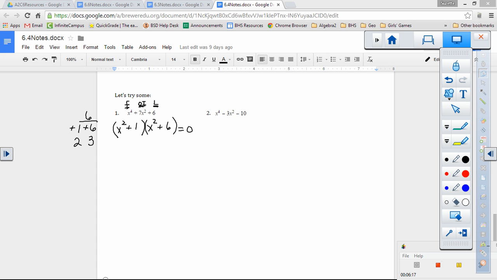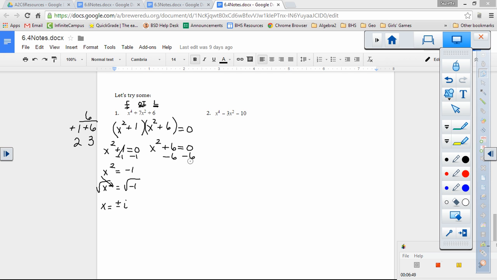Very nicely done. Then we're going to take each set of parentheses and set them equal to 0. X squared plus 1 equals 0. X squared plus 6 equals 0. And from this point on, it's solving. So we're going to subtract 1, isolate the variable, and then we're going to square root both sides of the equation. And they cancel. They're inverses, and we get x. And the square root of negative 1 is plus or minus i.